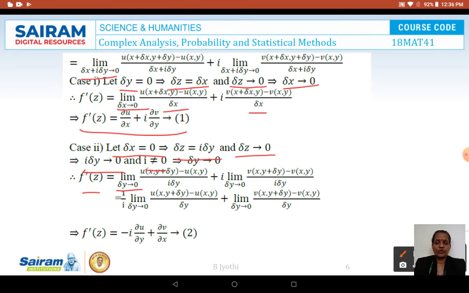So, what do we get as f'(z)? f'(z) will be −i ∂u/∂y + ∂v/∂y. Call this equation number 2 now.